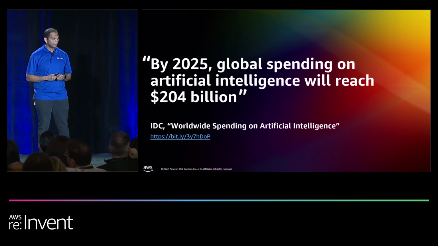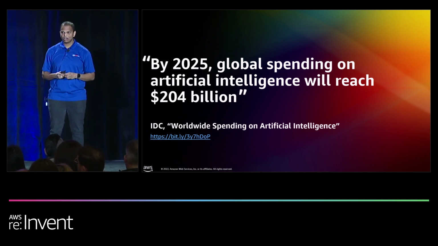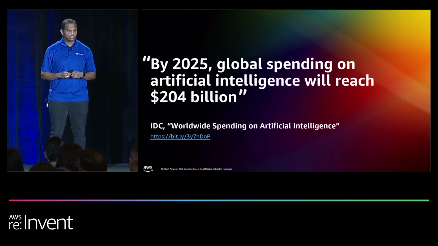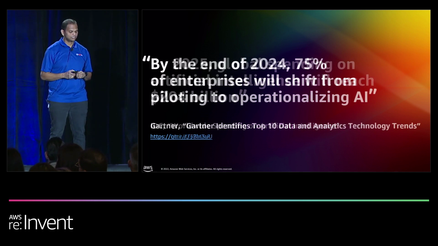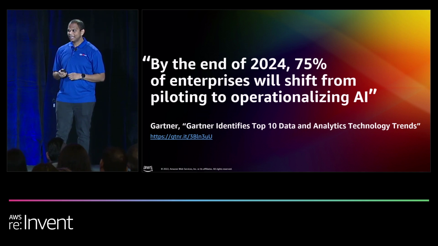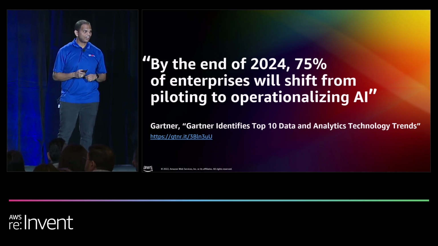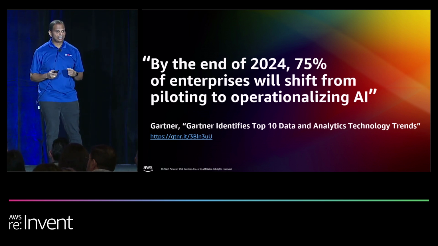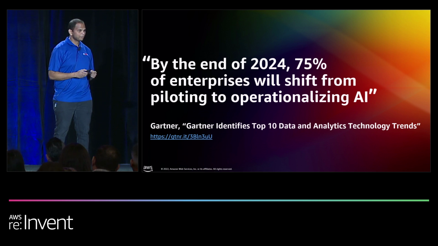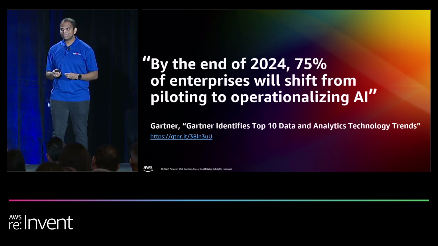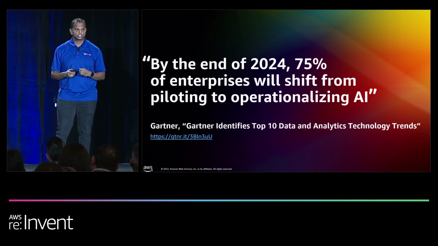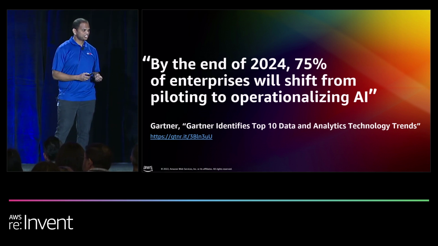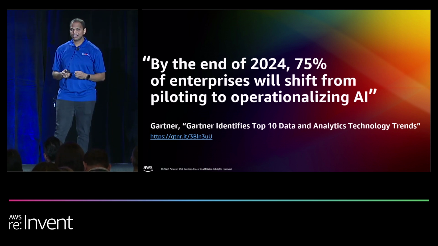According to IDC, by 2025, global spending on artificial intelligence will reach $204 billion. And as per Gartner, by the end of 2024, 75% of the enterprises will shift from piloting to operationalizing AI. So, what it means for developers like us is that building applications with AI/ML capabilities is a skill that we all should be possessing. And organizations should be looking into AI/ML if they have not done it yet.